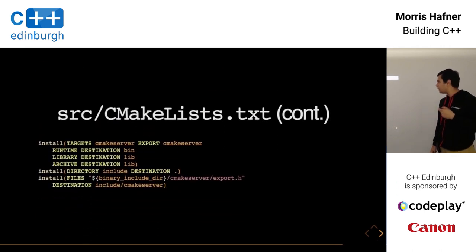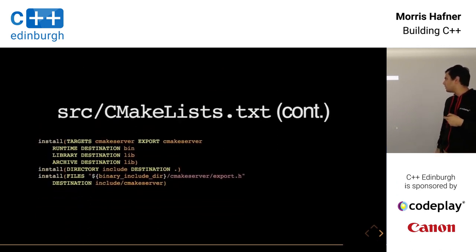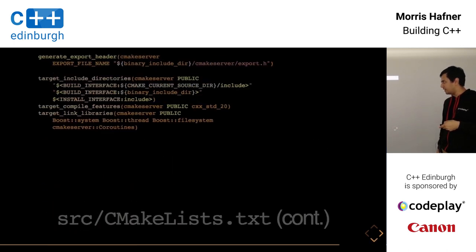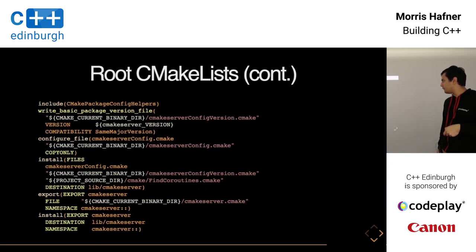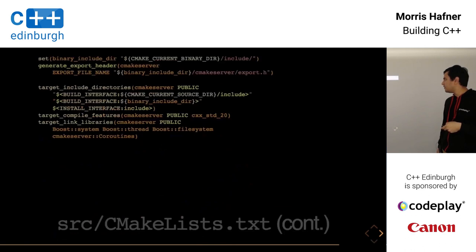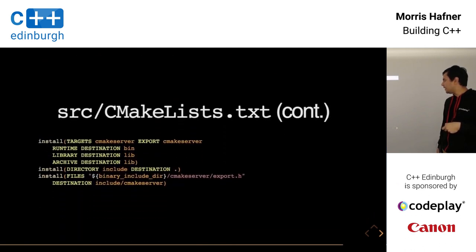And then I need to install my library. So I add install my CMake server library, add it to the export set CMake server, which I defined here, or export and install here. I put all my executables and DLLs in the bin directory. I put all my shared objects into lib. I install the entire include directory.